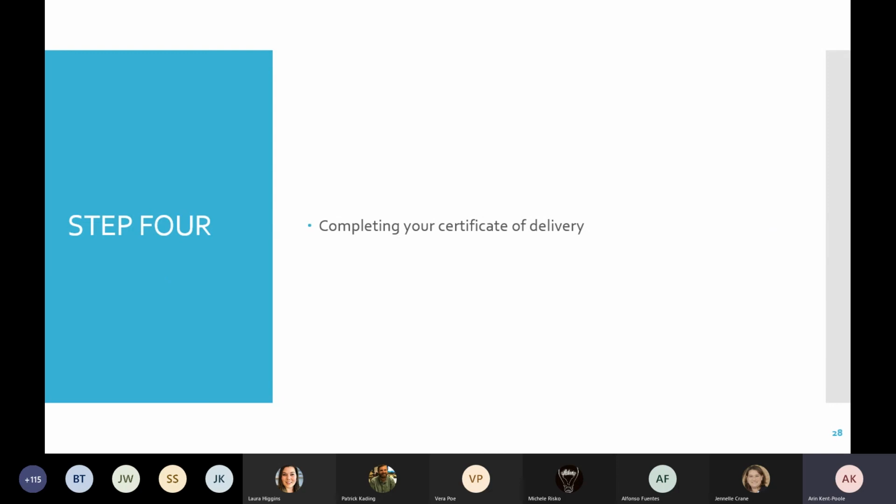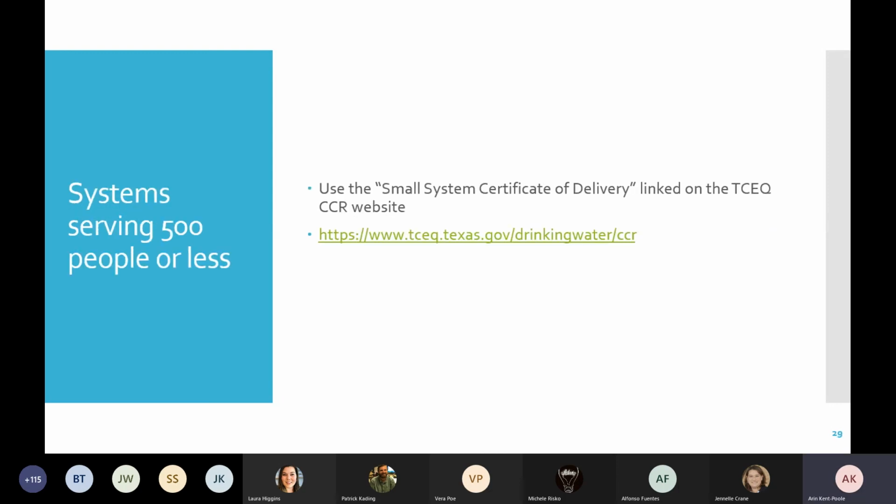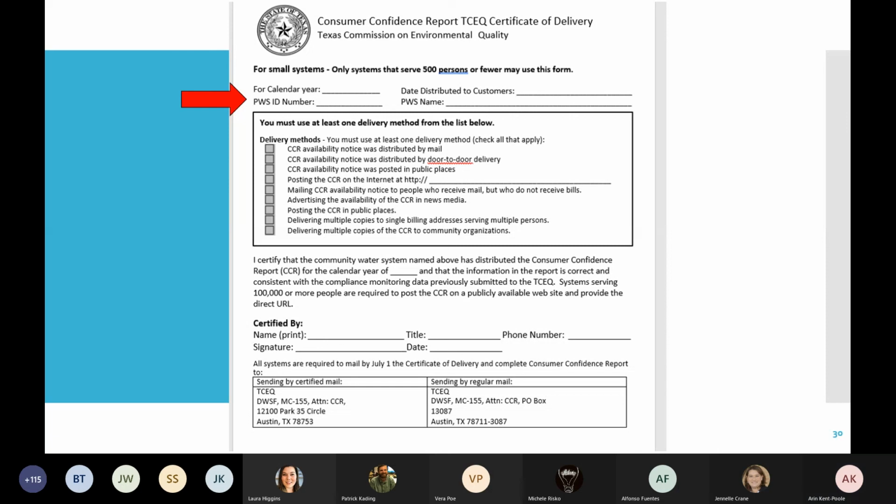Step 4, completing your certificate of delivery. Systems serving 500 people or less will use a small system certificate of delivery, which can be found on the TCEQ CCR website. A copy of the appropriate form should also be included in the annual reminder letter sent out to systems every spring. Start by filling in the year of the report, water system name, PWSID number, and date distributed to customers. Next, fill out the delivery method section. At least one method should be checked off. Include the calendar year for the CCR being distributed. Finally, fill out the bottom section indicating the name of the person certifying the document, the position or title held in the organization, and a good phone number for contact, then sign and date the certificate of delivery.